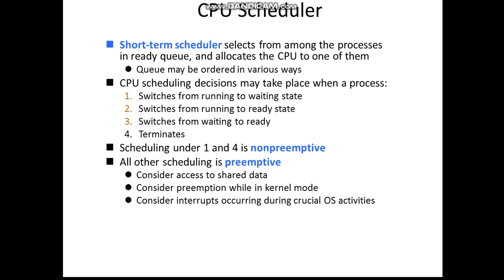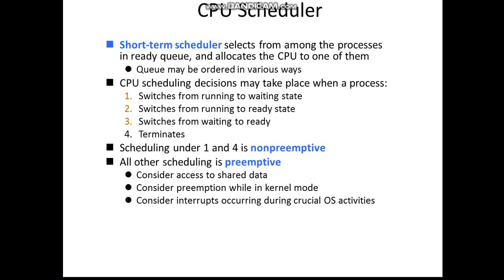It can order the queue in various ways. It can take decisions based on various criteria, which we call scheduling algorithms. It makes such decisions when a process is switching from running to waiting state, or from running to ready state, or from waiting to ready, or when a particular process has terminated and no work is left for that process.